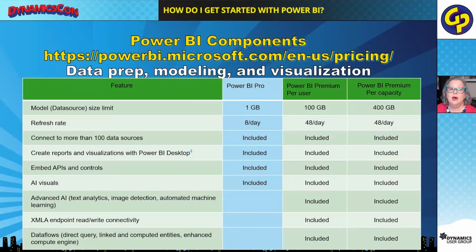paginated report. Another thing has to do with the data source size. If you have a really big data source, and Power BI does a lot of compression, but if a single data source exceeds 1 gigabyte, you're going to need to go into Premium per user. And again, it would take a lot of data for that to happen. And the refresh rates. In Power BI Pro, you can refresh your report in the cloud up to 8 times a day, but you could do it 48 times a day in Premium.